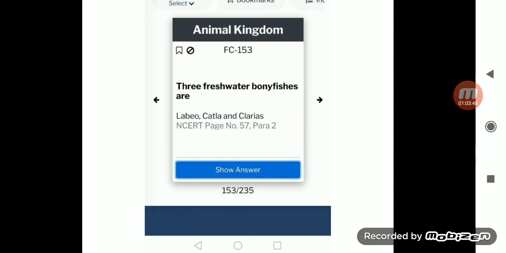Name two freshwater bony fishes: Labeo, Catla and Clarias.